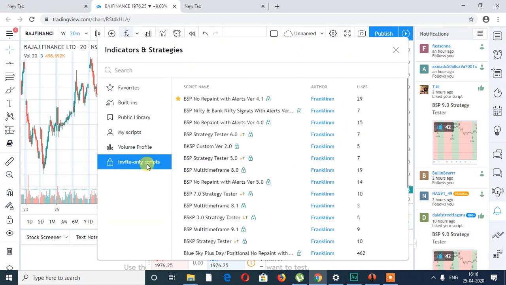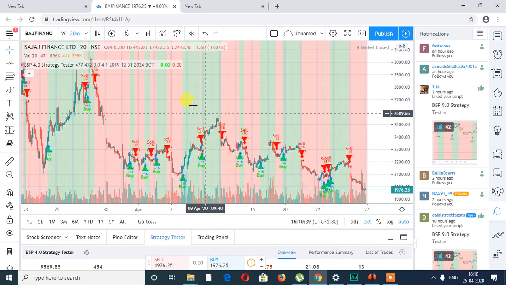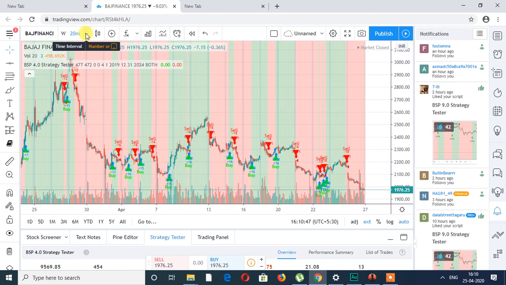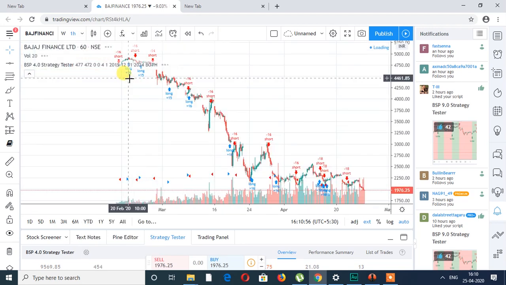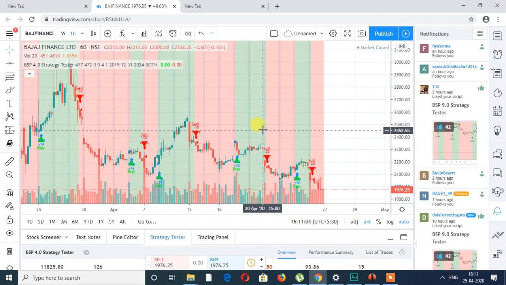I go to FX, I go to invite-only scripts, and I load the Blue Sky Plus 4.0 strategy. As soon as I load it, I get a lot of signals. These signals are pre-calculated using various methods, and I load the 1 hour chart. We have found that with the 1 hour chart, Bajaj Finance is most profitable. If you see this, Bajaj Finance is still in a sell mode.